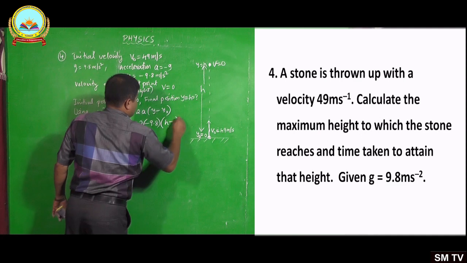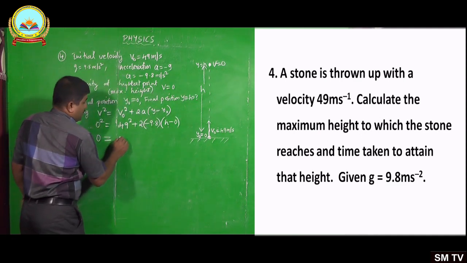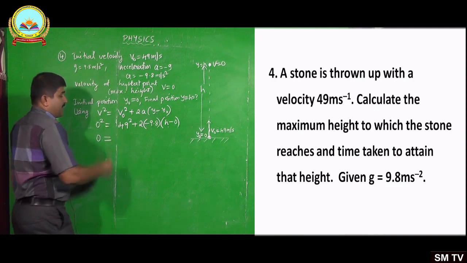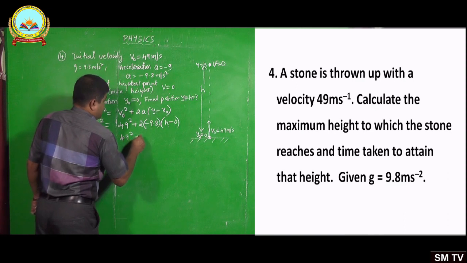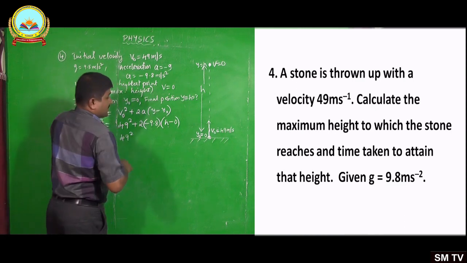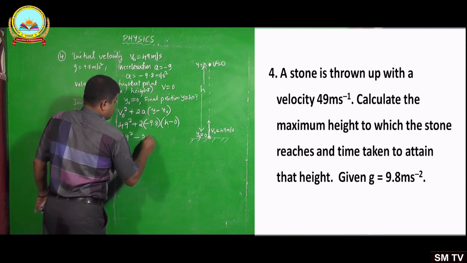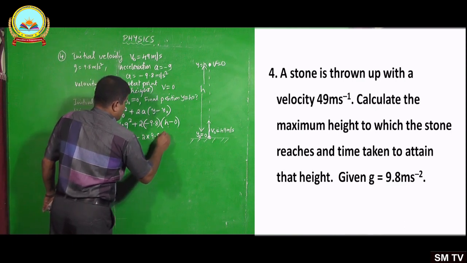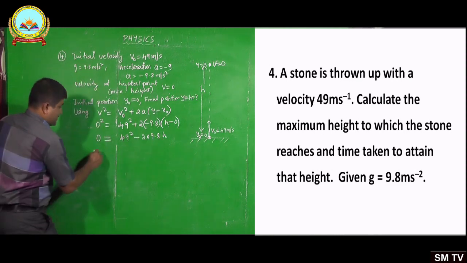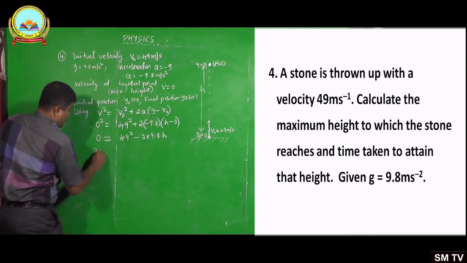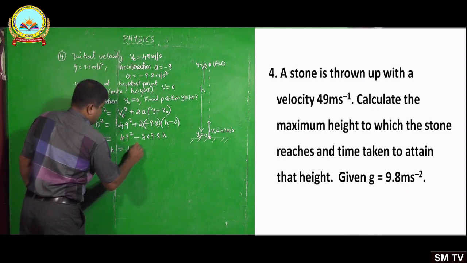So h minus 0. Now it is 0 equal to 49 square, you can write 2401 or you can keep it the same, 49 square. Then h minus 0 is h. So minus 2 into 9.8 into h. And this is a negative term, so bringing it to the LHS, it is plus. So 2 into 9.8 into h equal to 49 square.